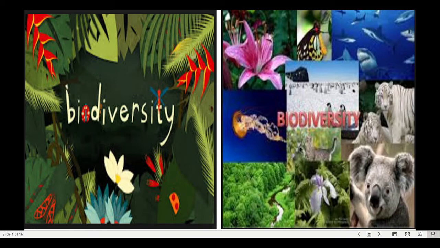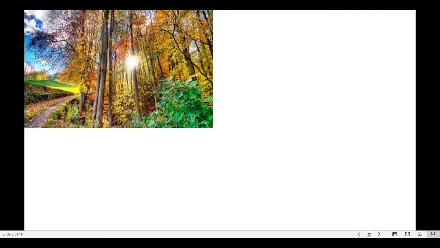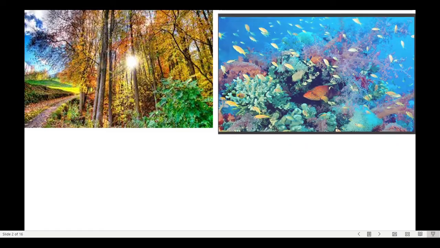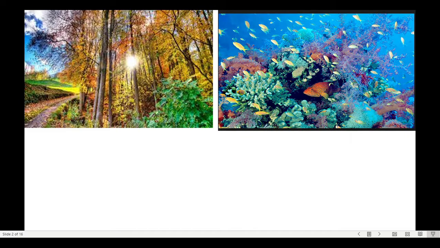Biodiversity. So we have here different pictures of different biodiversity. Let's take a look at each picture. So the first picture is probably a land, while the second picture is on water.